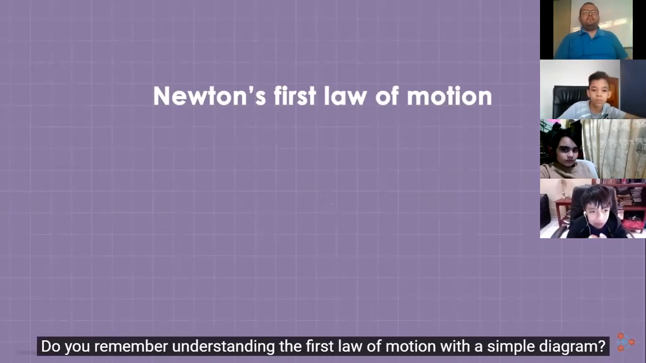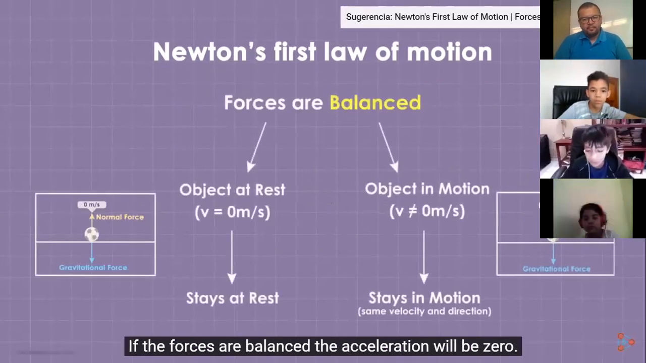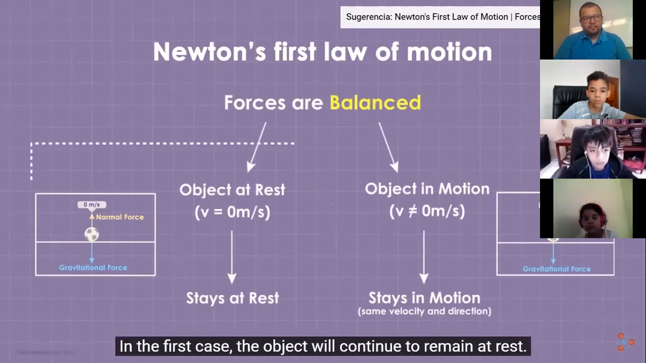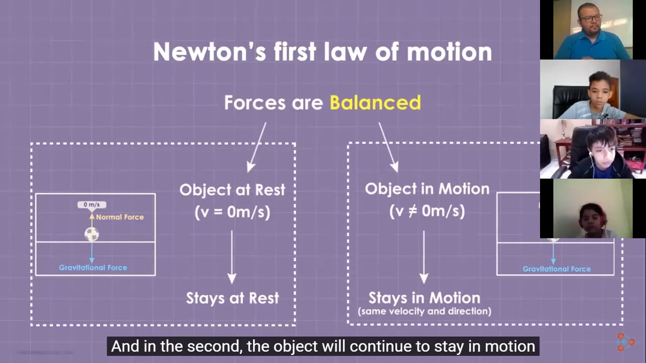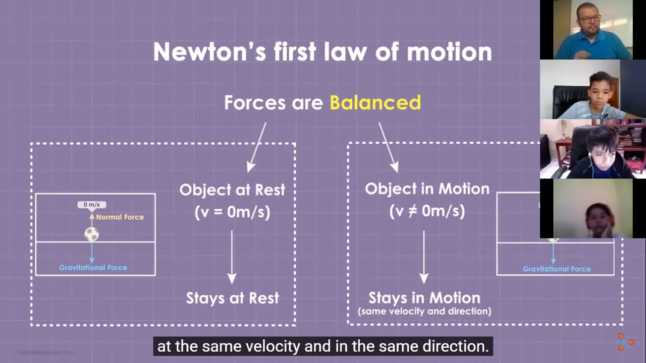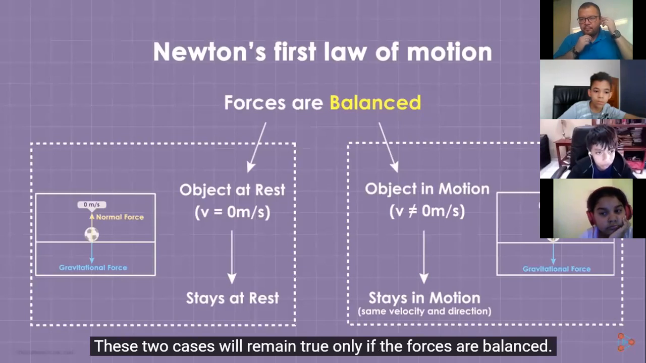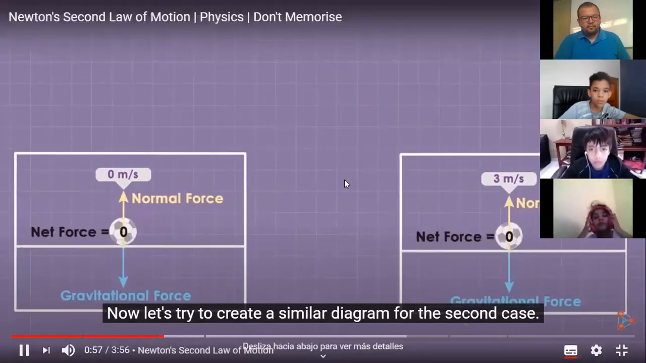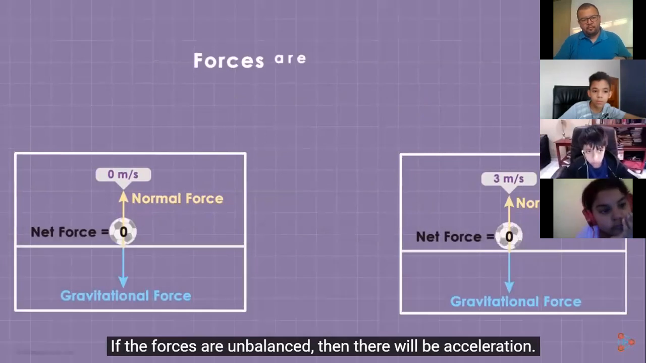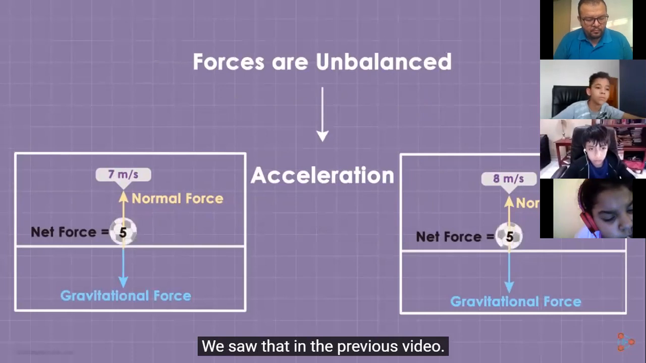Do you remember understanding the first law of motion with a simple diagram? If the forces are balanced, the acceleration will be zero. In the first case, the object will continue to remain at rest, and in the second, the object will continue to stay in motion at the same velocity and in the same direction. Don't forget, these two cases will remain true only if the forces are balanced, only if the net force is zero. Now let's try to create a similar diagram for the second case. If the forces are unbalanced, then there will be acceleration. We saw that in the previous video.